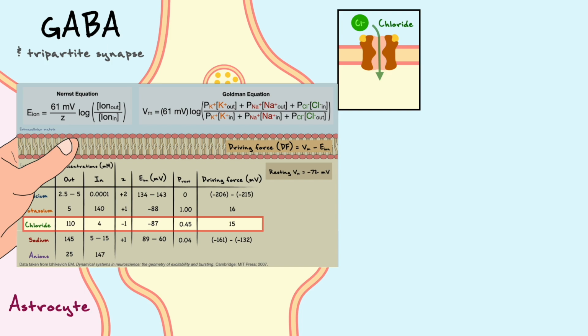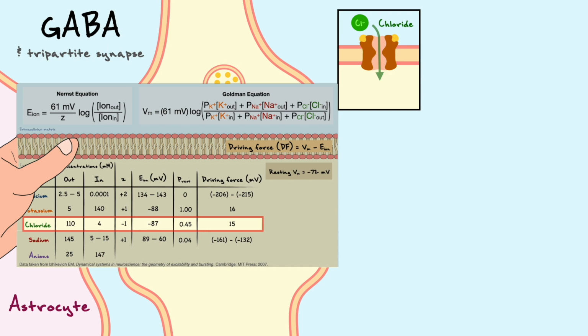From the Nernst equation, we can compute that the equilibrium potential of chloride is about negative 87 millivolts. Recall that the equilibrium potential is the value at which the chemical and electrical gradients of chloride are balanced such that there is no net current going across the membrane.